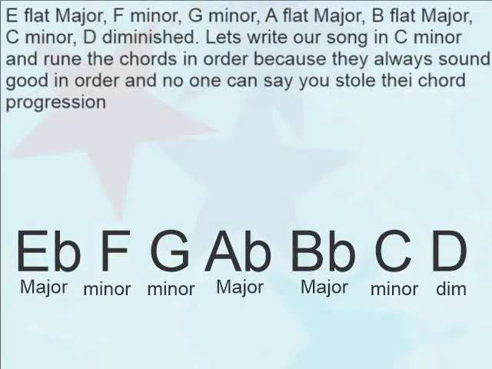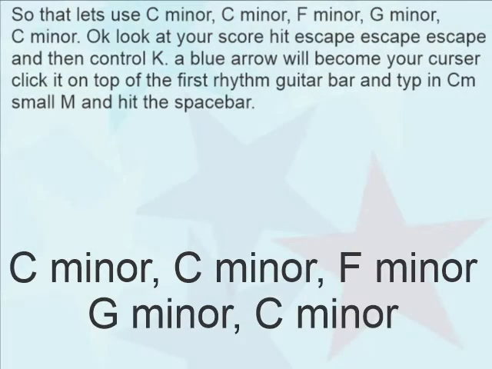Let's write our song in C minor and run the chords in order because they always sound good in order and no one can say you stole their chord progressions. So let's use C minor, F minor, G minor, C minor.